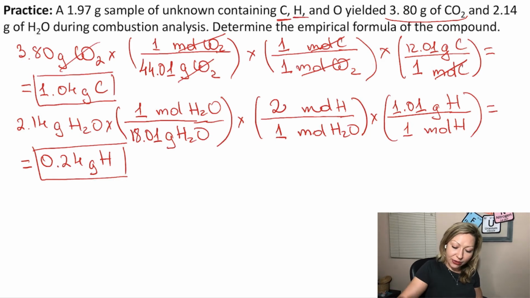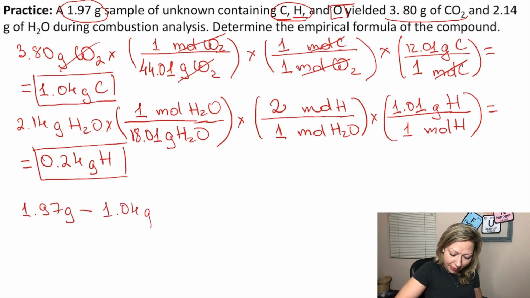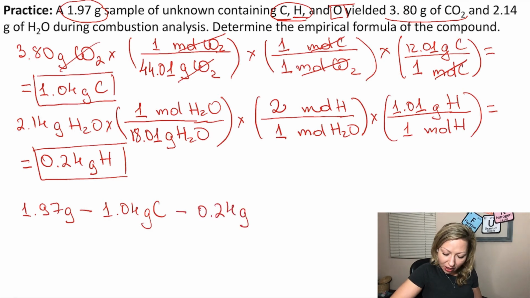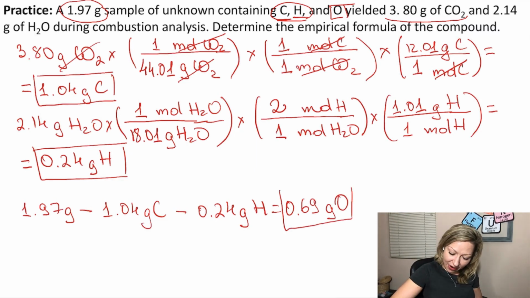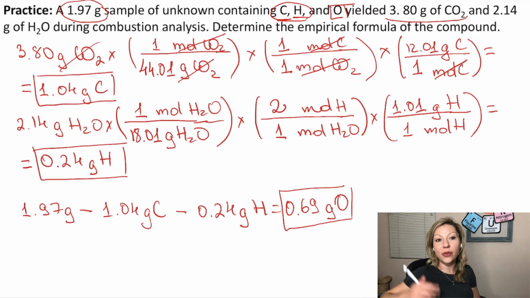All right, so I know the grams of carbon, I know the grams of hydrogen. In order to figure out the grams of oxygen, I need to take the grams of the sample and subtract the grams of carbon and hydrogen from it. So 1.97 grams minus 1.04 grams of carbon minus 0.24 grams of hydrogen will give me 0.69 grams of oxygen.